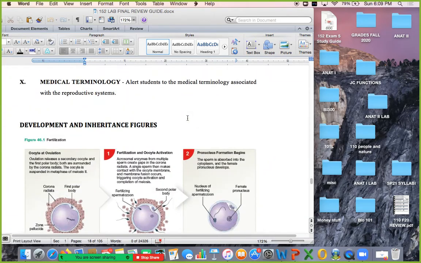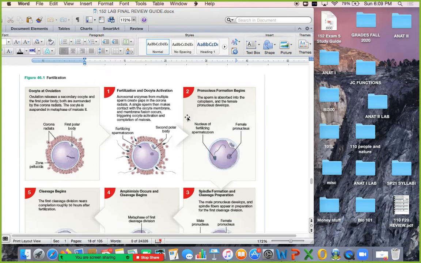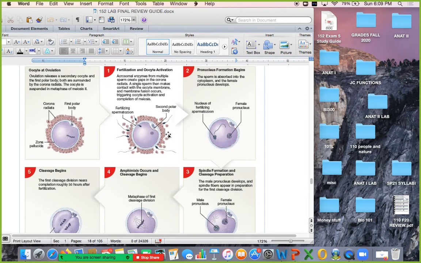So the next thing will be with development. So here we are with development inheritance, and these are the exact figures that you're going to see. Again, these are going to be de-identified. So you will have to identify what is occurring or which of these is present where, etc.